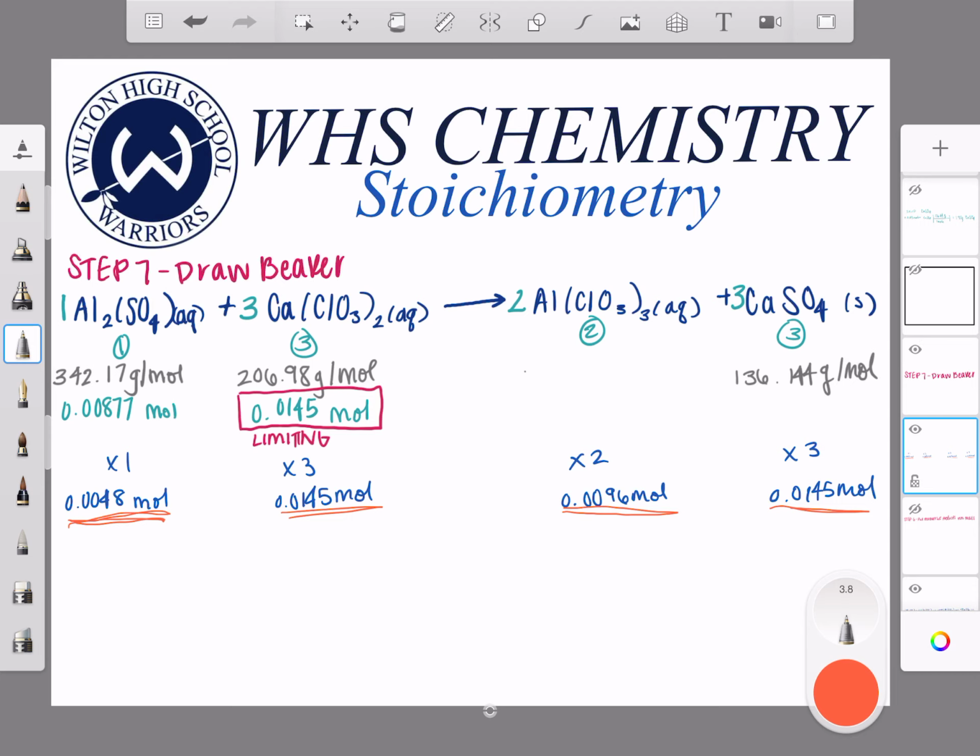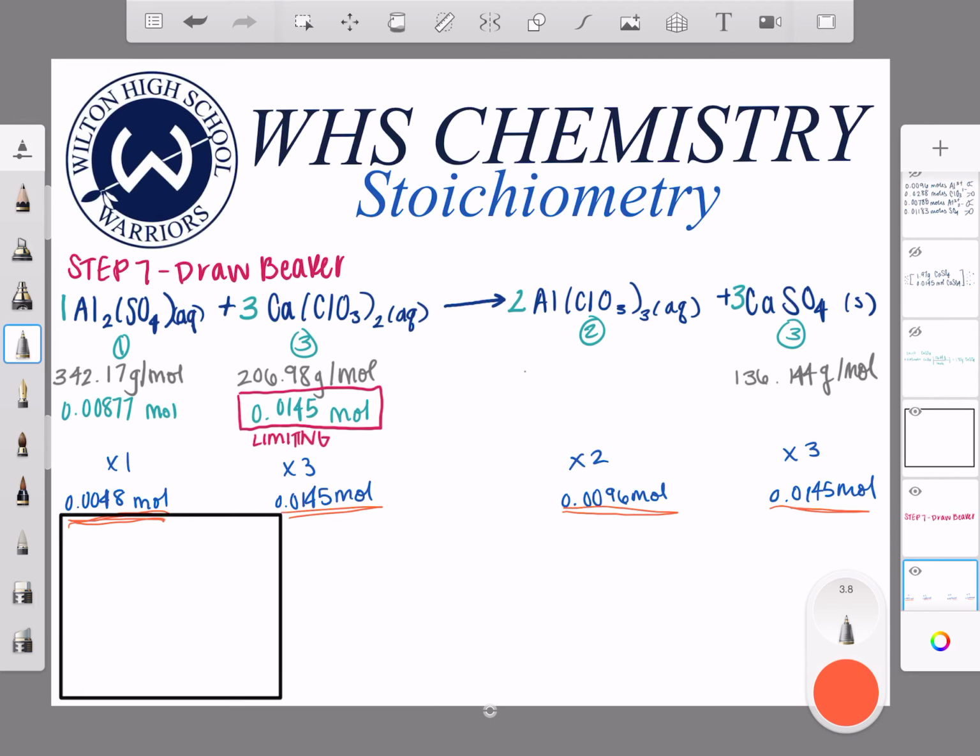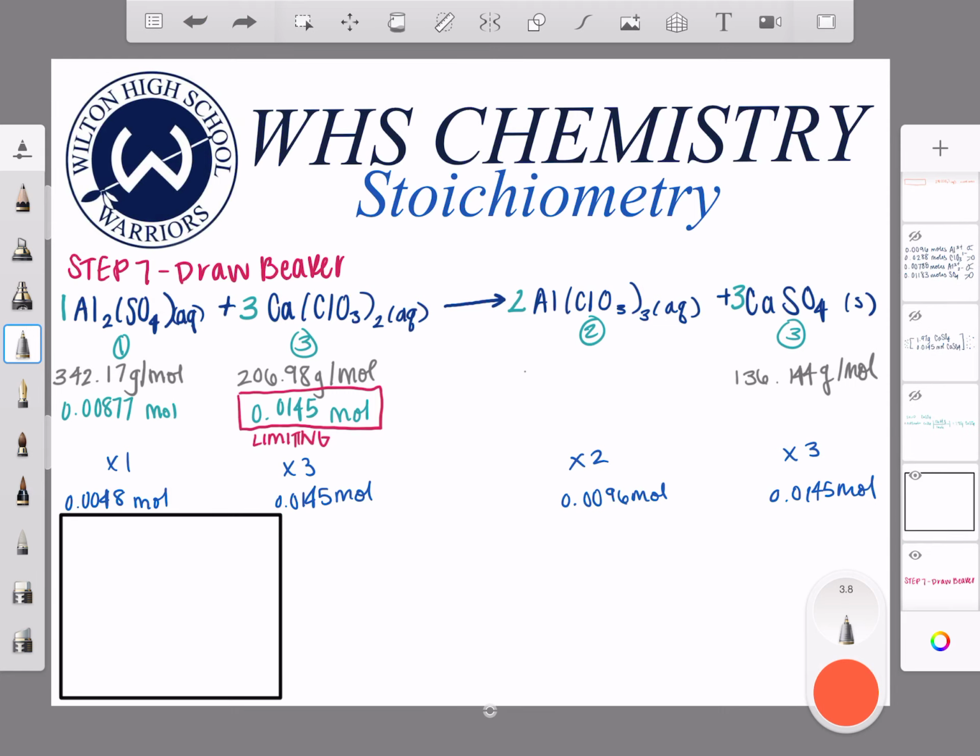So now that we have done that, we want to draw our beaker based off of what would be in it from the products. We have our square here, and that's going to represent our beaker. When we are drawing what's in our product side, we want to draw our solid, which is right here, and also this aqueous solution right here. So let's first look at our solid.